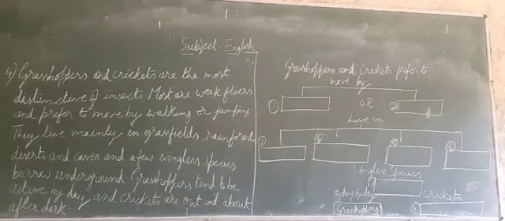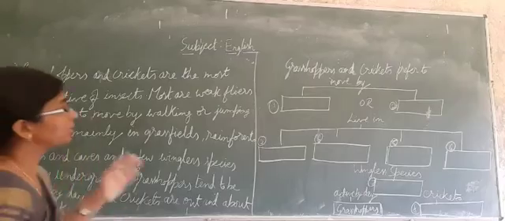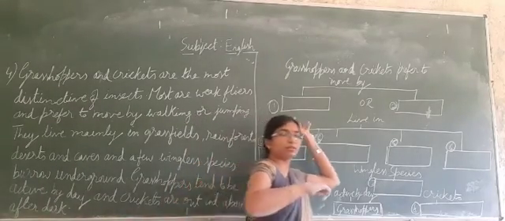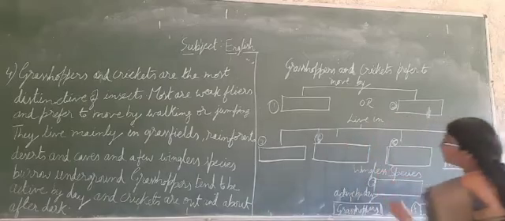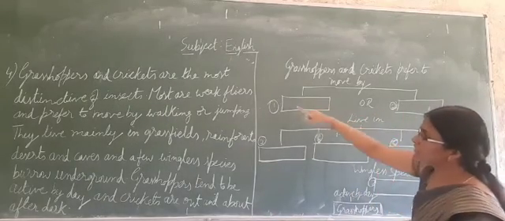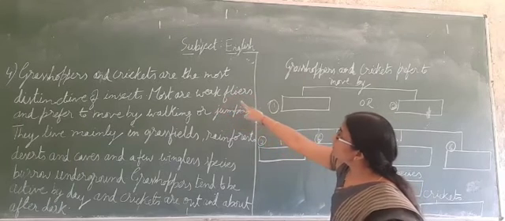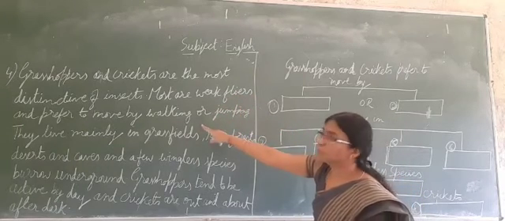Just have a look at it. Grasshoppers and crickets prefer to move by, first blank, move by 1 or 2. That is, grasshoppers and crickets are the most distinct of insects. Most of the flyers prefer to move by.